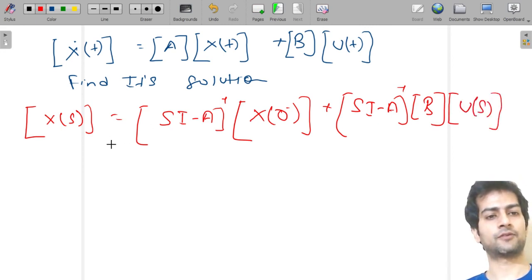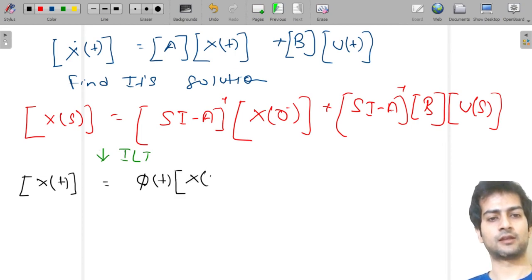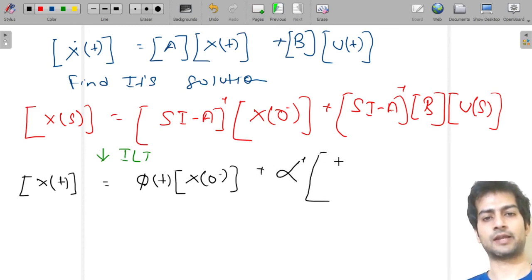Now see, if we take the inverse Laplace transform of both LHS and RHS, then we will get something like this. It will be represented as phi(t), and this is the initial condition. So it will remain like this. Now here we will write it like this.